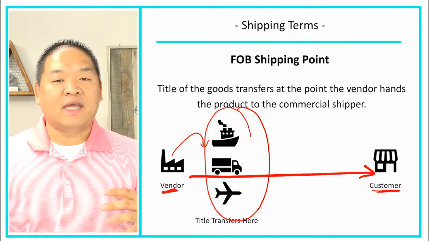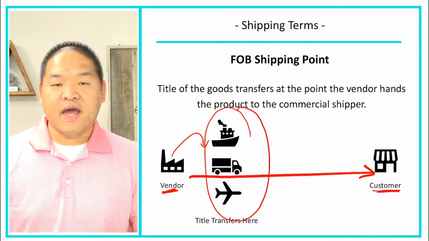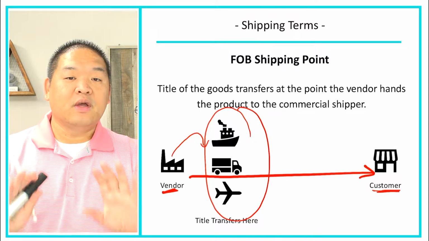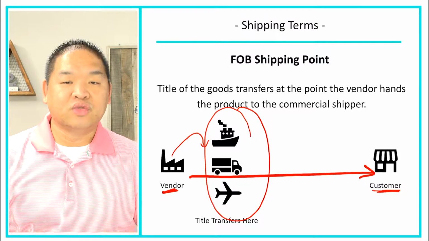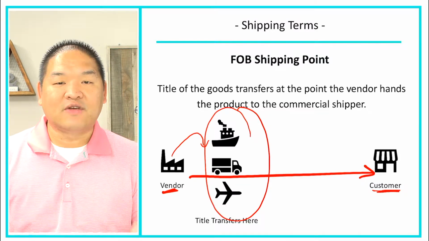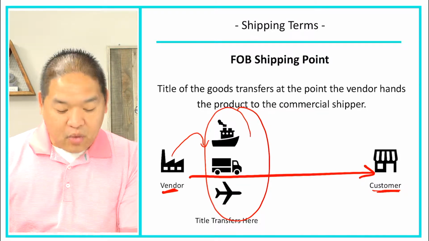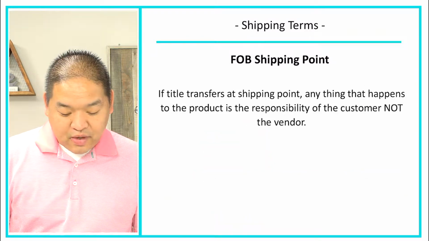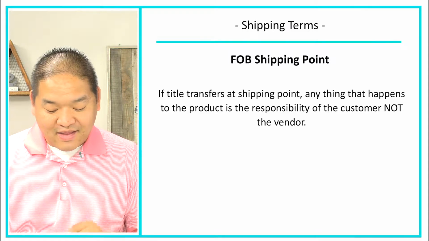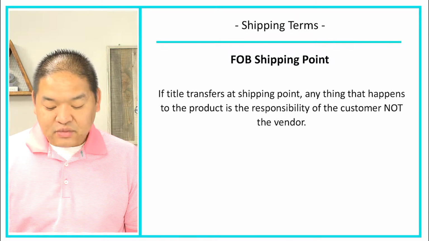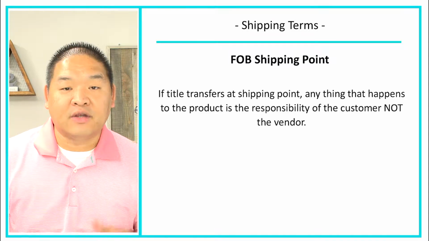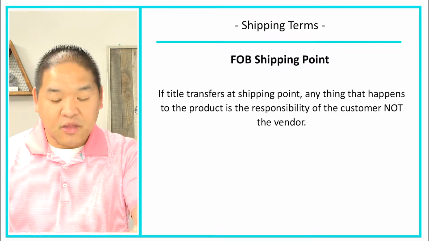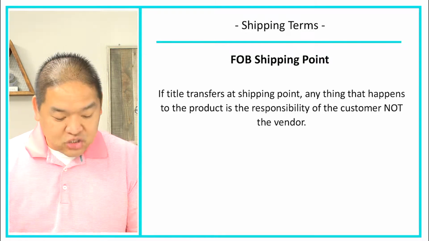So as soon as I give the products to UPS or FedEx or the United States Postal Service, then it's their control. That means that the customer owns that product. So title transfers at the shipping point, okay? So with FOB shipping point, if title transfers at the shipping point, anything that happens to the product is the responsibility of the customer and not the vendor. So the vendor is released of any obligations once they've shipped the product, aka shipping point.